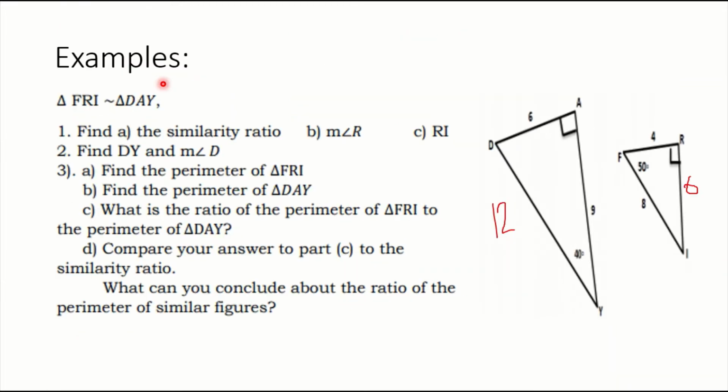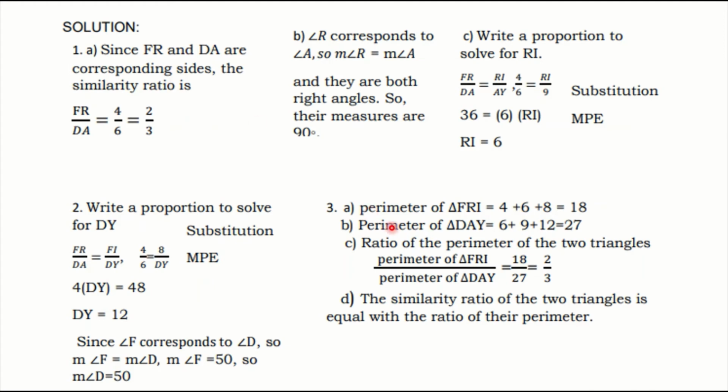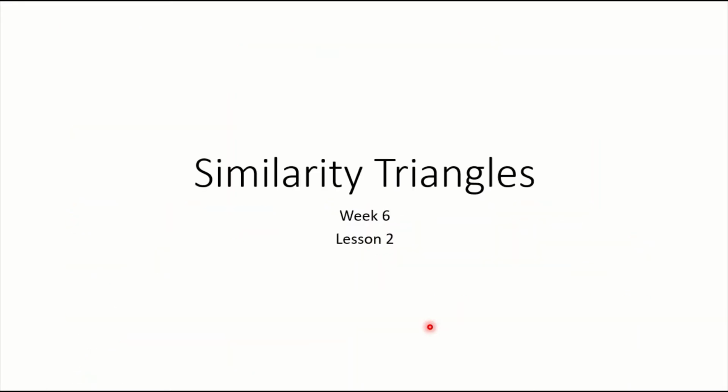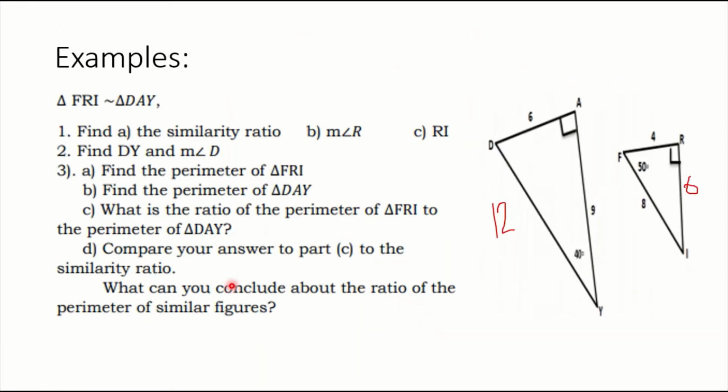So, if you compare that, the similarity ratio of the two triangles is equal with the ratio of their perimeter. And lastly, the question: what can you conclude about the ratio of the perimeter of similar figures? This is an opinionated question. So therefore, it is on your own how you are going to conclude about the ratio of the perimeter of similar figures.